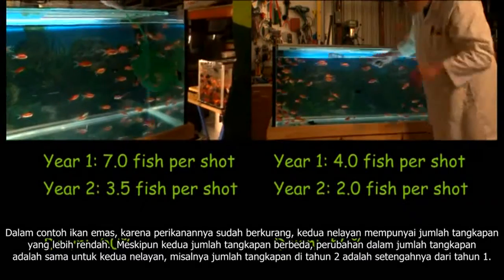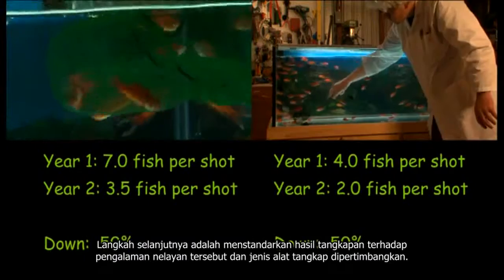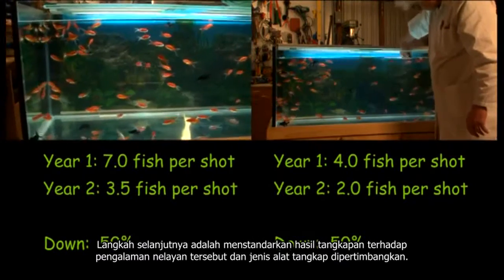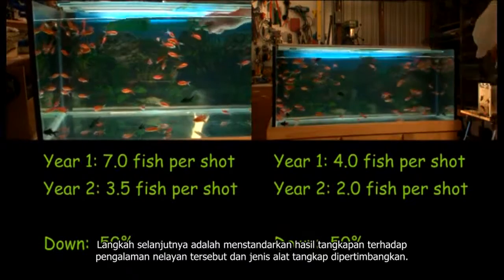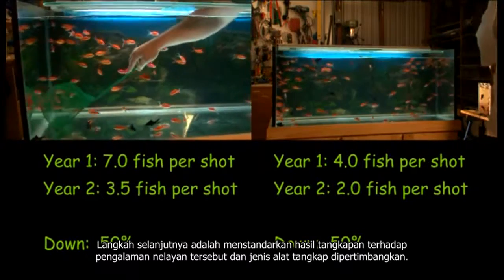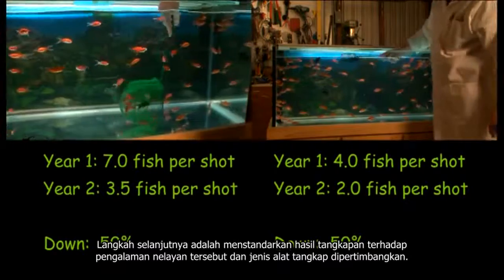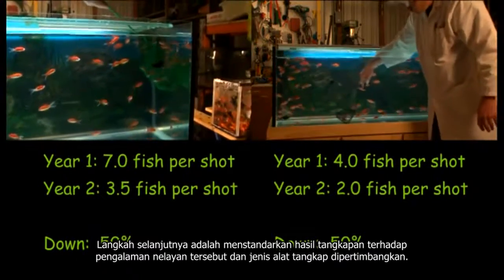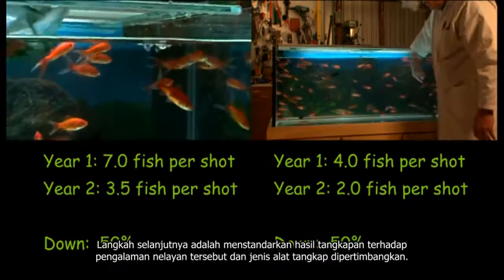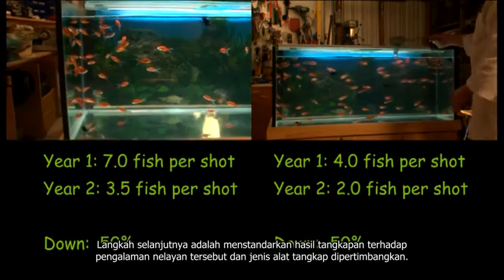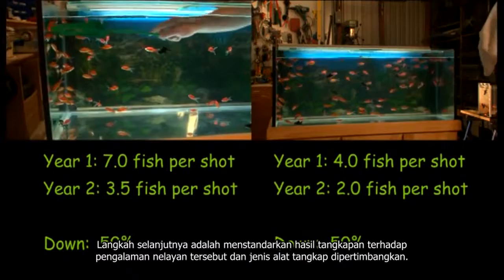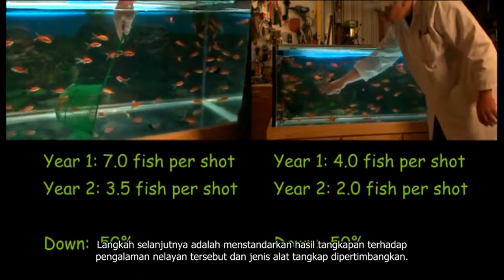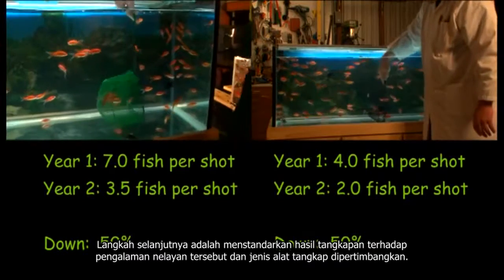The next step is to standardise the results, which means to even out the differences between high catch rates of one fisherman and low catch rates of another. Going back to our fish tank results, in the first year our fisherman had a catch rate of 7 fish per shot and the crazy scientist had a catch rate of 4 fish per shot. In the second year abundance has fallen, so our fisherman only had a catch rate of 3.5 fish per shot and the crazy scientist only 2 fish per shot.